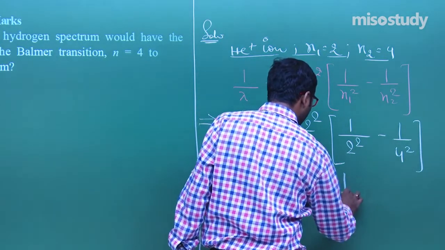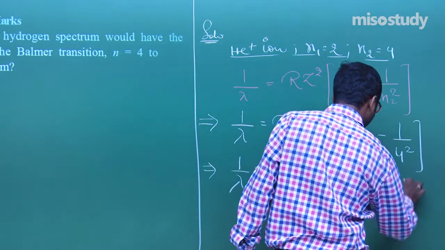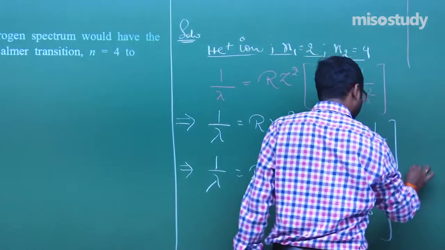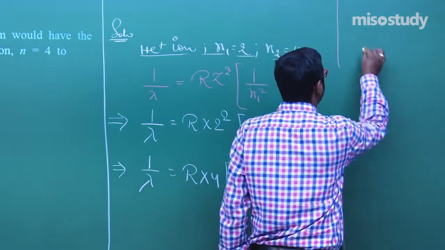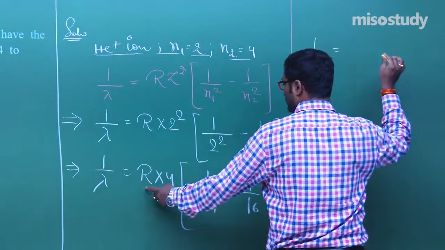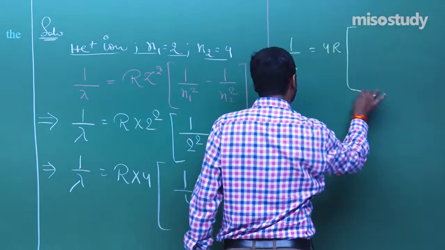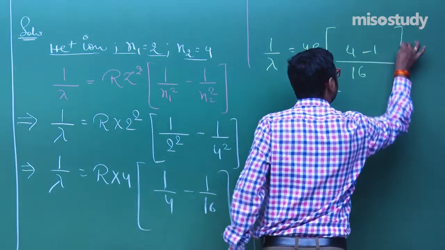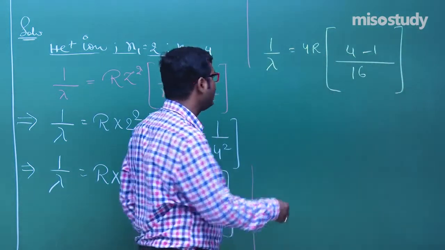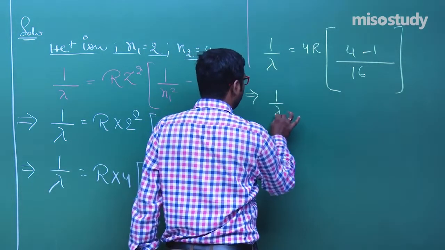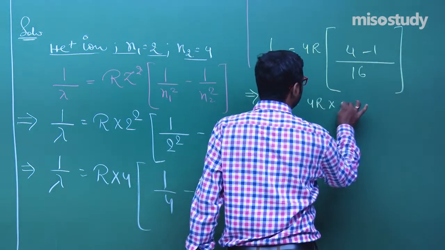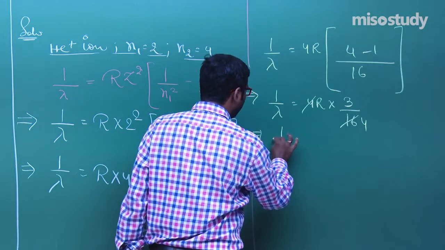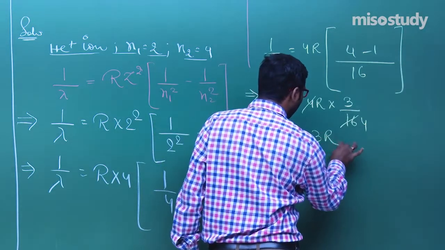Now 1 upon lambda is equal to R into 4, then 1 upon 2 to the 4, that is 16. Am I right? Yes, sir. Now moving here, check it out. What will happen in this case? 1 upon lambda is equal to 4R, then LCM of 4 and 16 is 16, that is 1 upon 4 minus 1 upon 16. Am I right? Yes, sir. That is 1 upon lambda is equal to 4R into 3 upon 16. 4 4s are 16. That is 1 upon lambda is equal to 3R by 4.